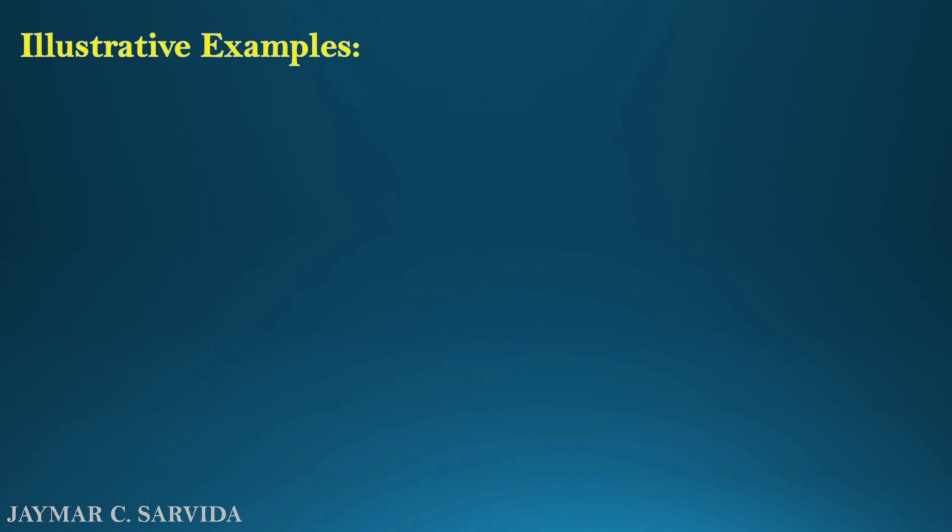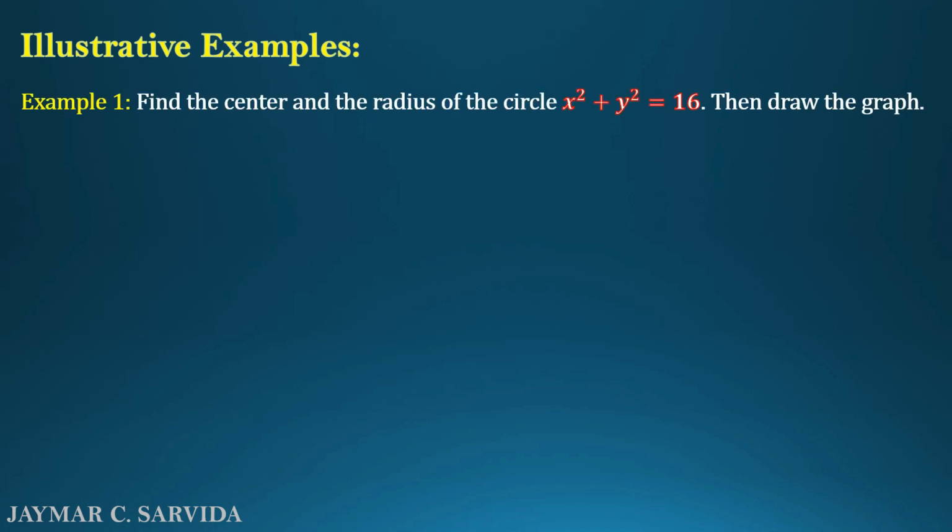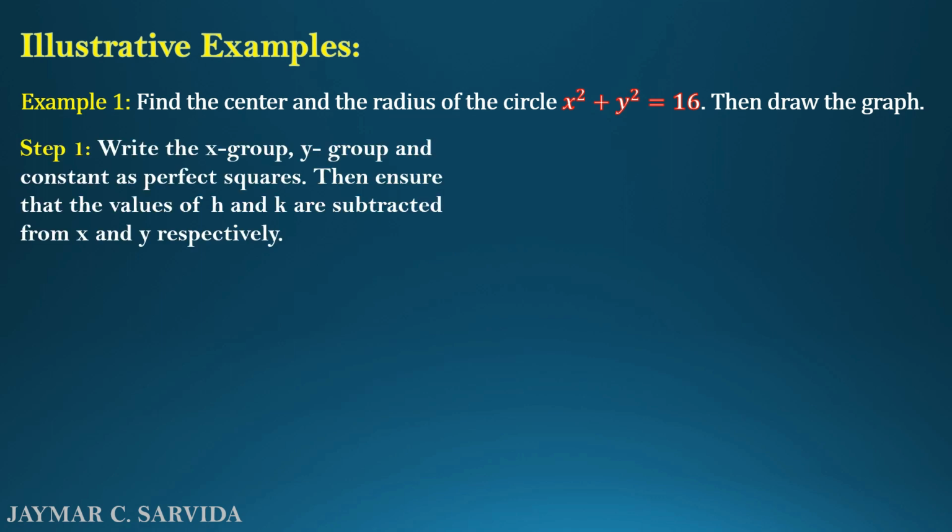For our examples, example number 1: find the center and the radius of the circle x squared plus y squared equals 16. Then draw the graph. First, write the x group, y group, and constant as perfect squares. Then ensure that the values of h and k are subtracted from x and y respectively.